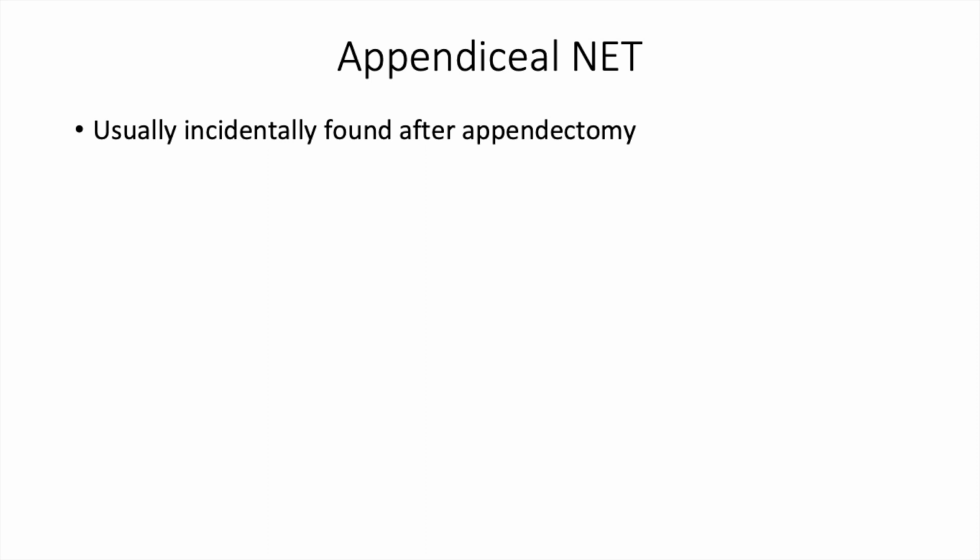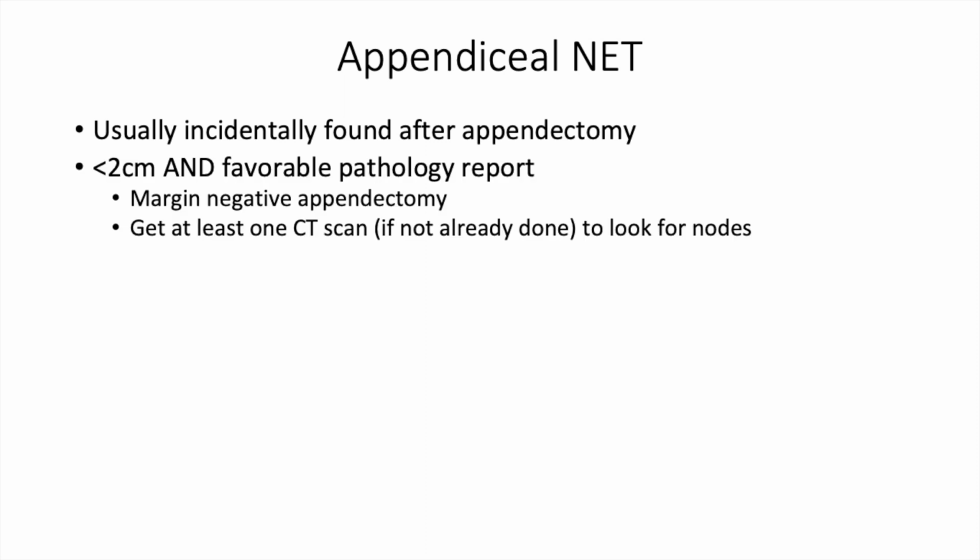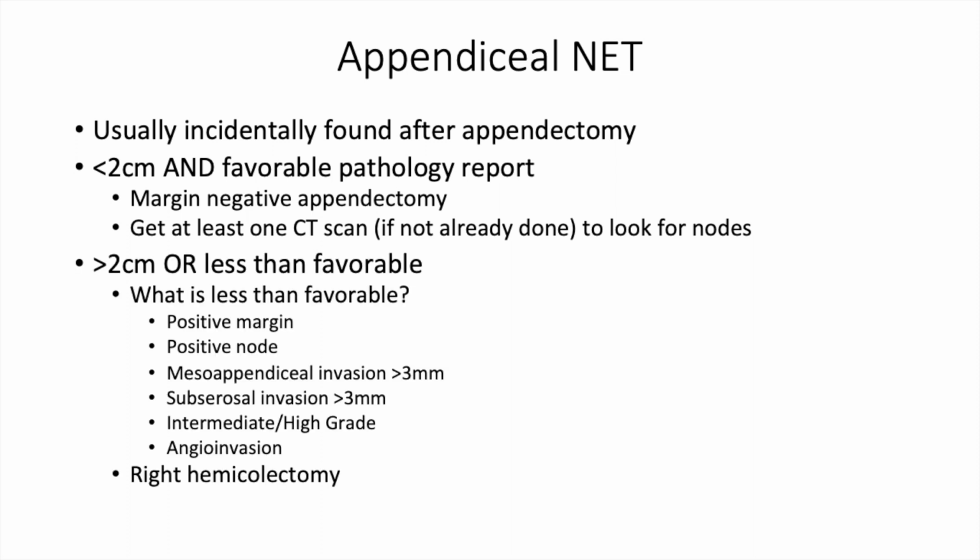The main purpose of doing a right hemicolectomy is to harvest lymph nodes. So bottom line, less than 2 centimeters and a favorable pathology report, margin negative appendectomy is all you need. Again, most of the time these patients will have had a CT scan, but if they never got one, they should get at least one CT scan to make sure there's no obvious nodal disease.